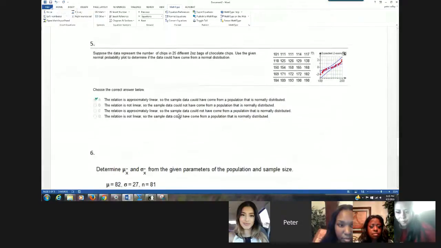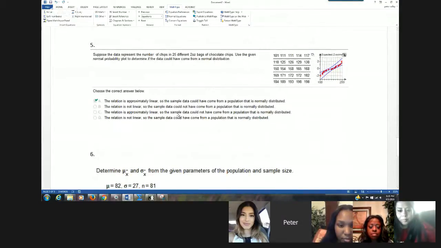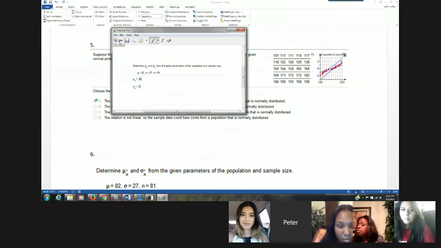Number 5 says, suppose the data represents the number of chips in 25 different 2-ounce bags of chocolate chips. Use the normal probability plot to determine if the data could come from a normal distribution. Okay, so this is just a property question, just understanding what normal means. Honestly, this particular question is about understanding this little chart here. Let me take a picture of this and make it really big.